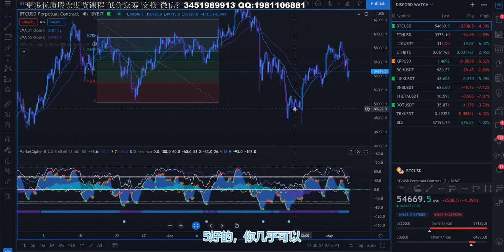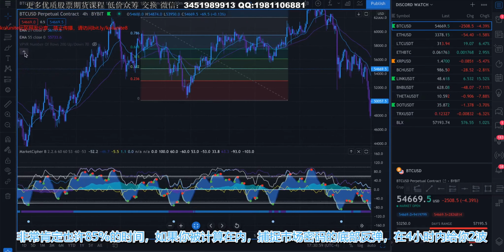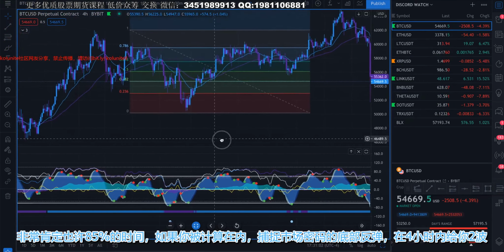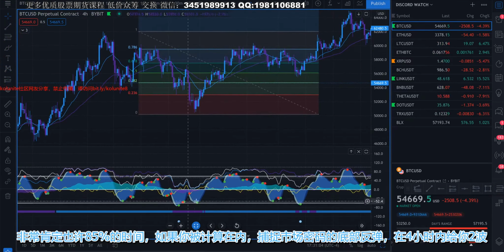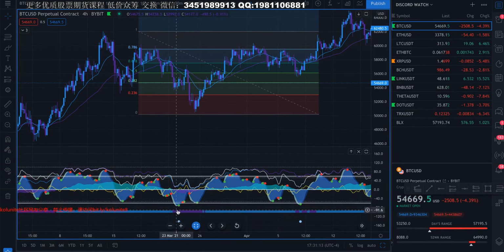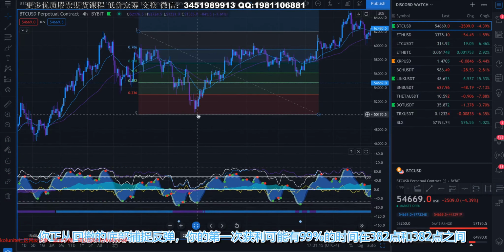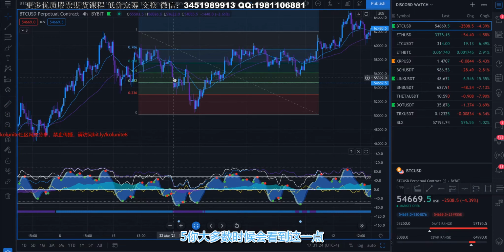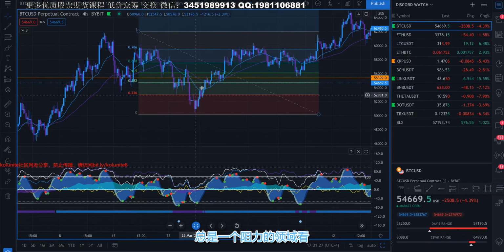You can pretty much be very certain, maybe 85% of the time, if you are catching a bottom bounce where Market Cipher is giving you 2 waves on the 4-hour. Of course, we can do this on lower time frames as well, guys. But if you see a clear bottom on Market Cipher and you're catching the bounce from the bottom of the retracement, your first take profit could probably 99% of the time be right in between the 0.382 and the 0.5. You will see most of the time that this is always an area of resistance.